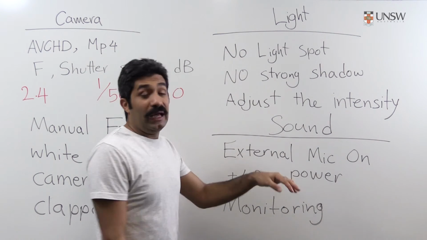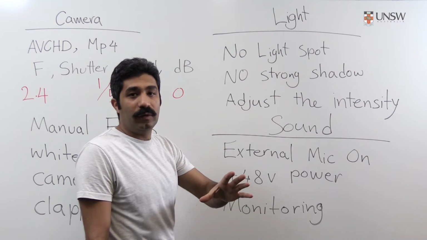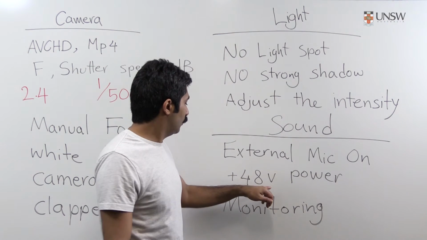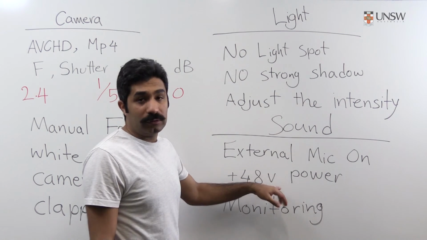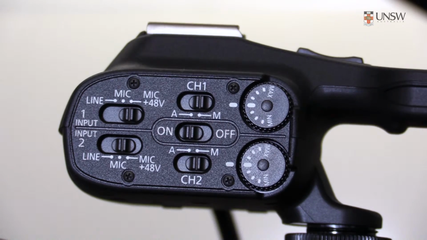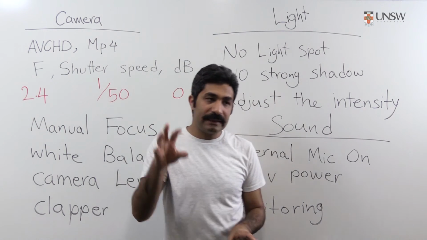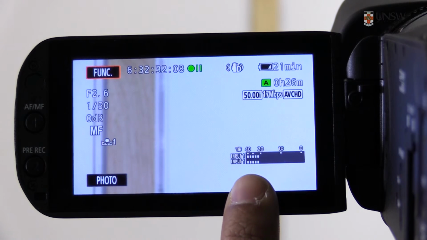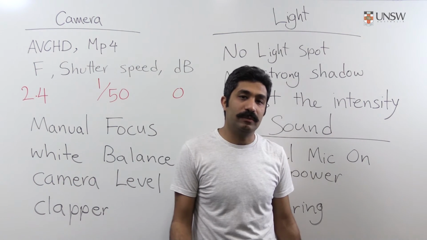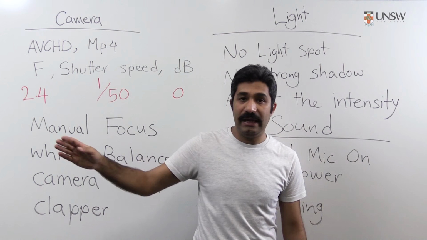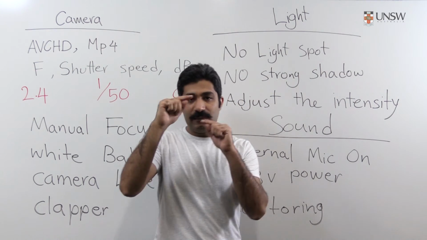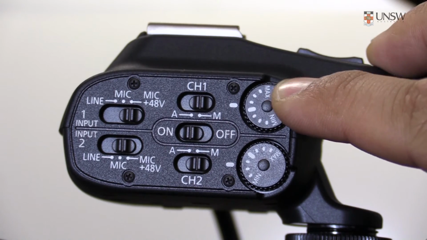With this shotgun mic, we need power. It needs to get its power from the camera. So there is again a switch to turn on the 48 volt power. Monitor your sound. For monitoring, you also get those levels on the camera. You don't want them to go right to the end, because then your sound is going to be distorted if the bars touch the end, but you don't want them very low either. So somewhere in the middle, and you can adjust that with the microphone level on the camera.